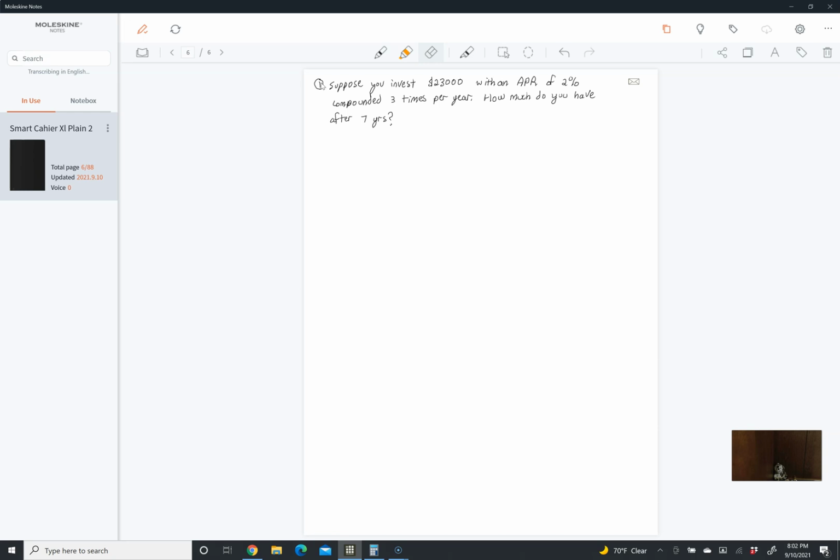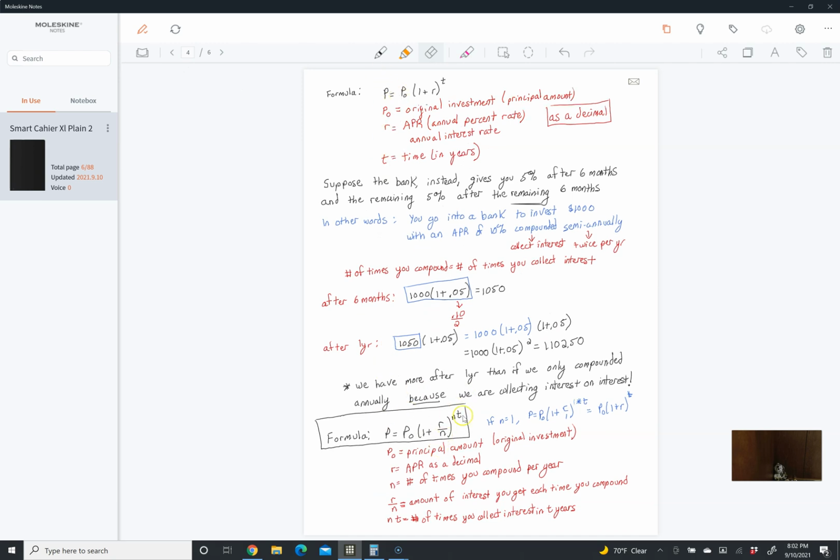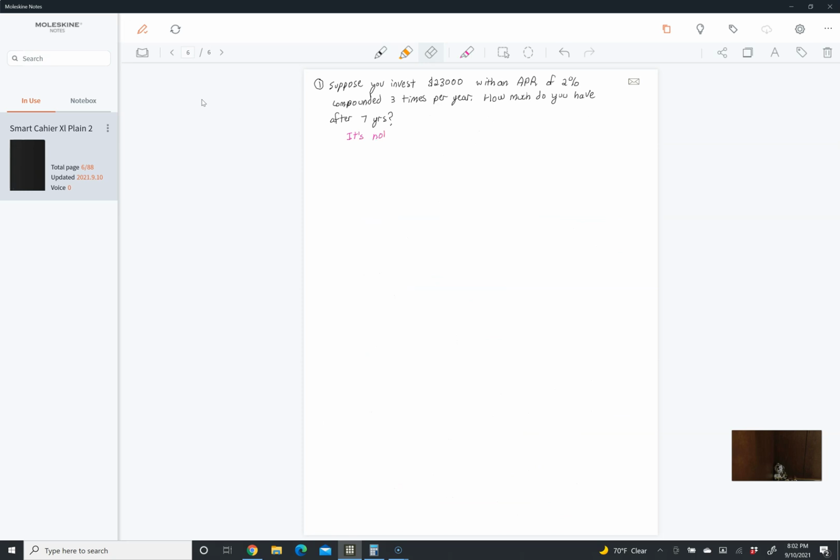So solving these problems is a 2-step process, okay? The first thing that you're going to ask yourself is, are you compounding continuously? Now, you're not compounding continuously because it says that you're compounding 3 times per year. So that means that you're not going to use this equation here, because this equation is only for compounding continuously. Instead, you're going to be using this one. And remember, you don't have to worry about compounding annually because this one takes care of that. So it's not compounded continuously, which means we use P is equal to P0 times 1 plus R over N to the NT.